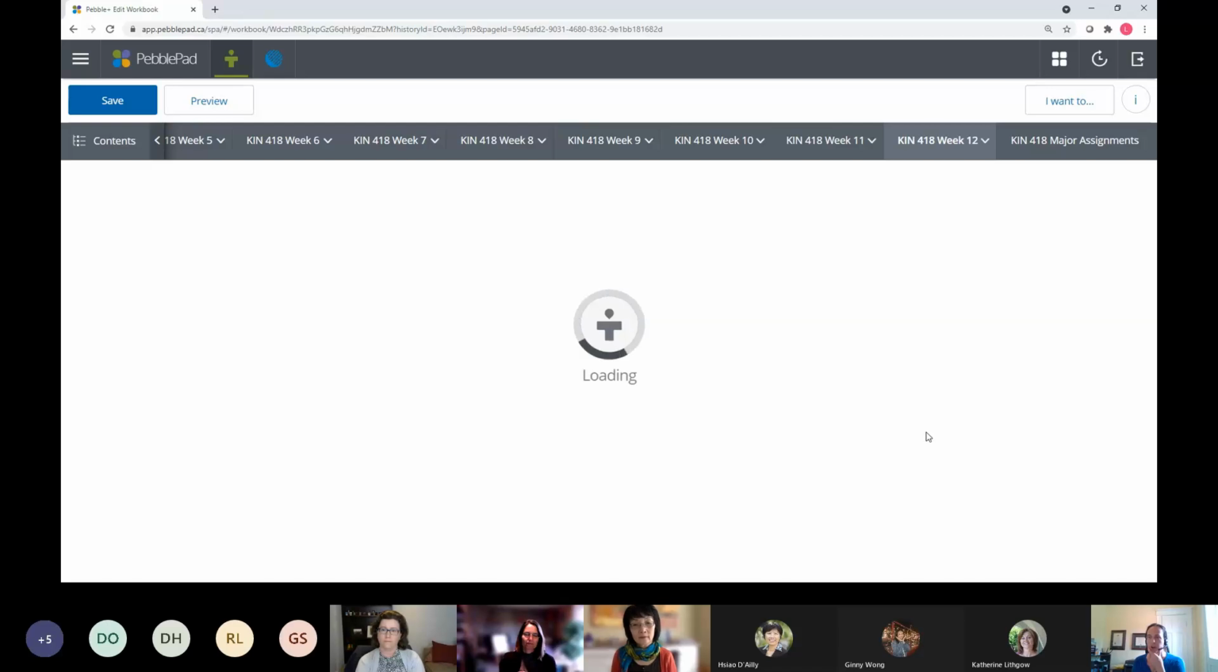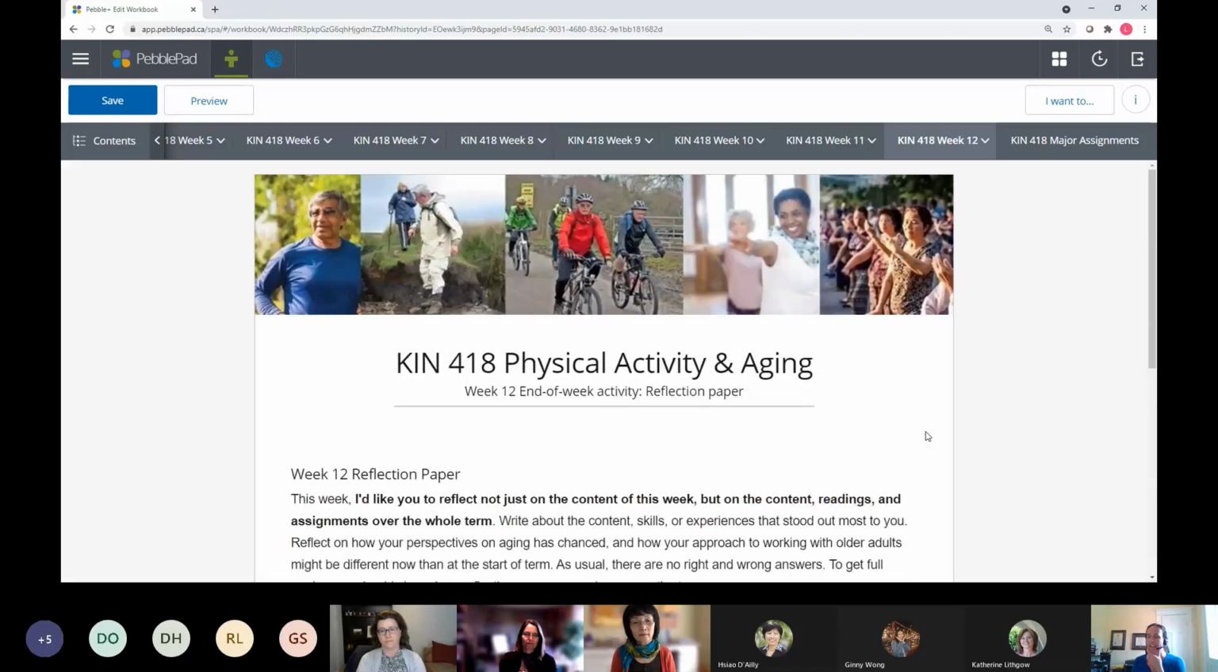I find in this course often their ideas about older adults and how to accommodate them, and their reflection on the variety of abilities, changes quite considerably over the term. So it's interesting for them to be able to walk away with the reflections in one place to show the evolution of their thinking.